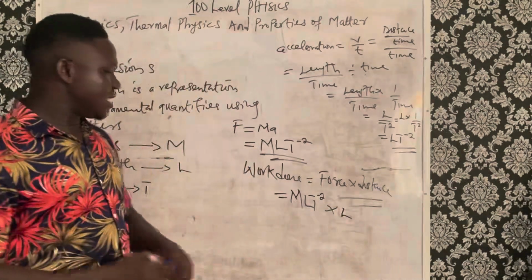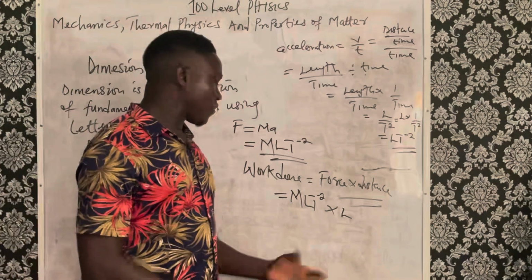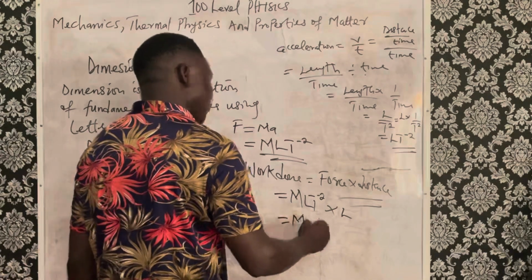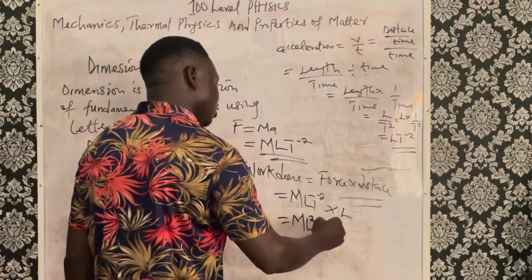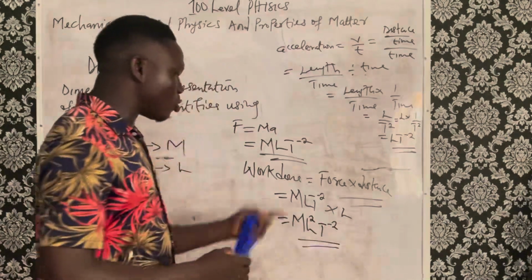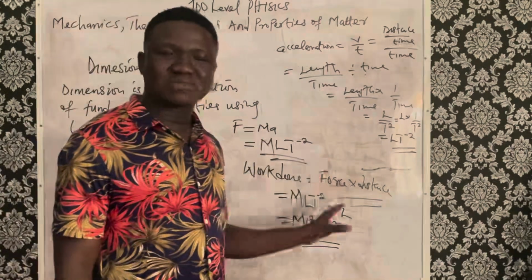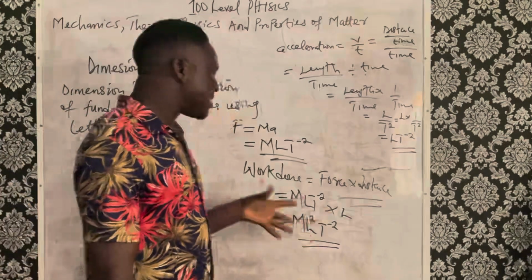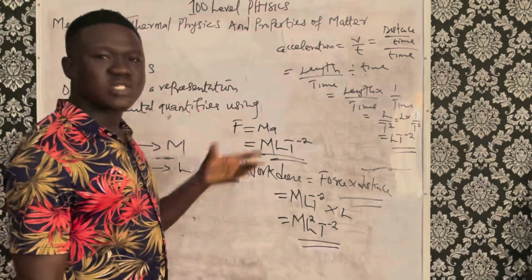Now from the equation here, you can see that L has to multiply L. That's the same letters, so this could be M L times L, that would be M L squared T to the power minus 2. This is the dimension of work done, because work done is just the force applied times the distance traveled. Okay, so you see here that you can easily get dimensions of any physical quantity.